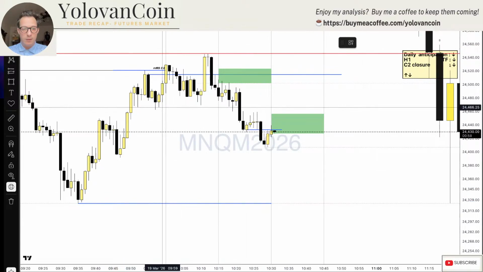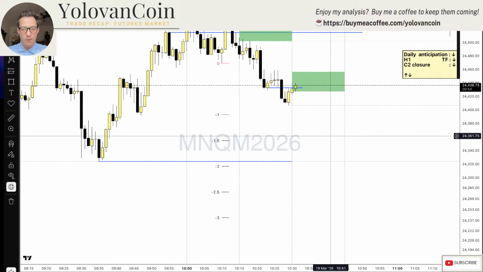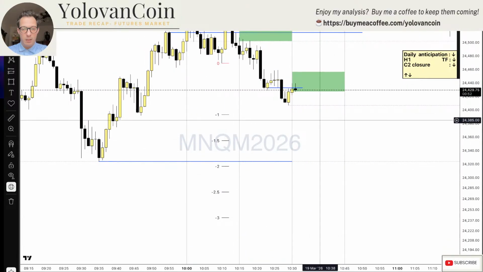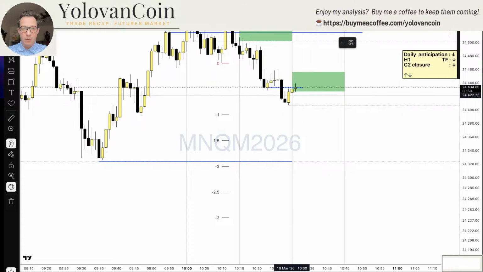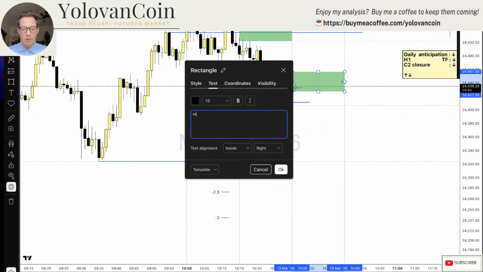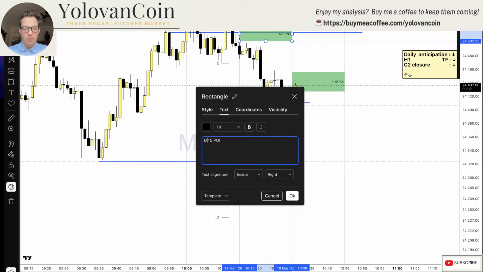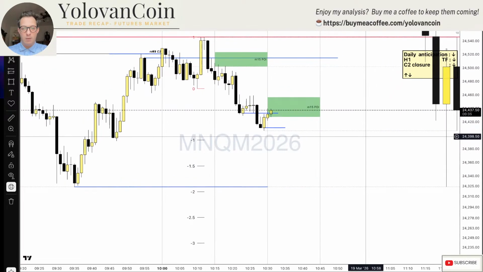Let me put the standard deviation. Here we go. And I want to see this area reached. So if the price is gonna close below this, then we have a valid M15 POI, right? This is an M15 POI. This is an M15 POI. Okay, okay.